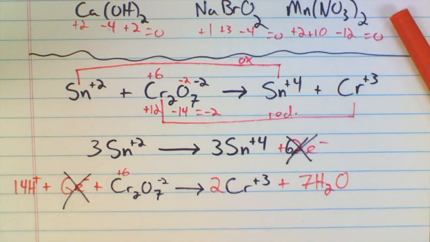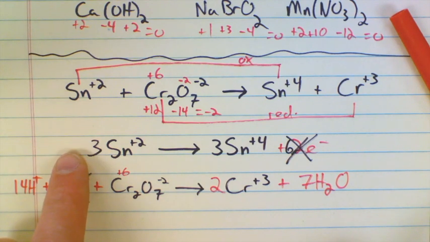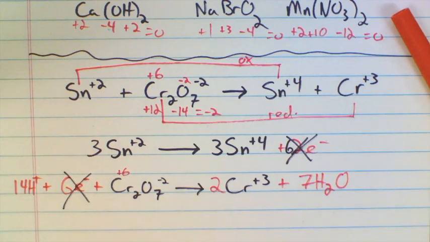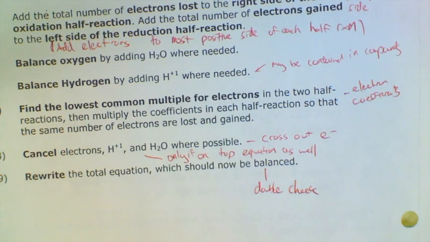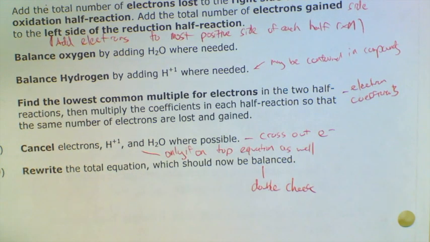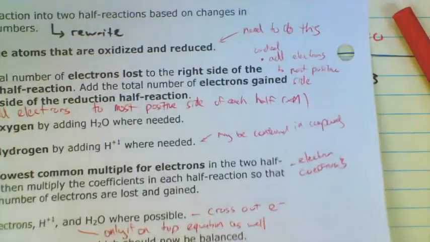Nope, so that's fine. And then let's check our waters. Any waters over here? Nope. Waters over here? Okay, that's fine. So we can't really cancel any of those at all. All right, and lastly, we are on to step 9. Rewrite the total equation, and it should now be balanced.